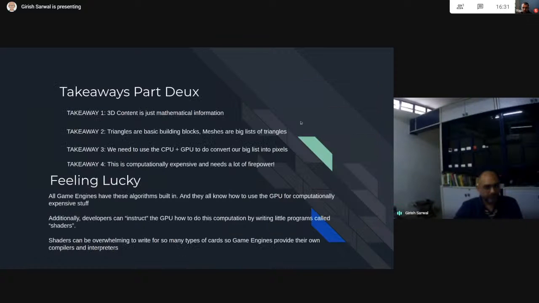Another takeaway slide. The first thing that we understand is that 3D content is just mathematical information that we are responsible to convert into 2D images on the screen. Takeaway 2 is that triangles are basic building blocks, and meshes are big lists of triangles. Takeaway 3 is that we need to smartly use the CPU and GPU to convert our big lists into pixels. And when I say big list, these can be really big lists. You could have thousands or even millions of triangles.